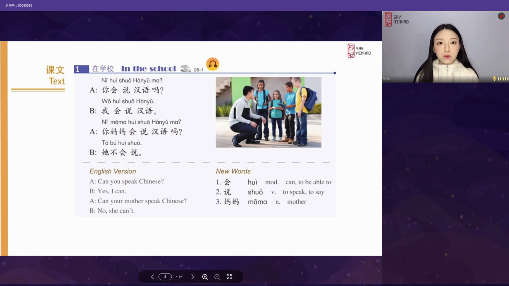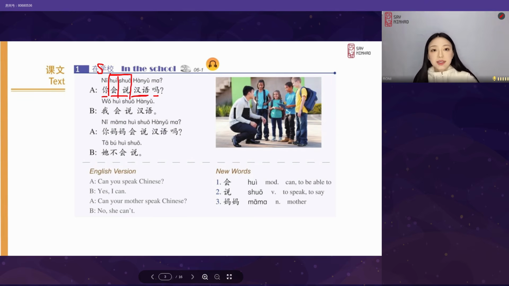你会说汉语吗？我会说汉语。你妈妈会说汉语吗？她不会说。Okay, let's see sentence by sentence. First one, 你会说汉语吗？ Okay, let's see the structure. First one, 你 is the subject of this sentence, right? 你, you. 会说 means can speak, right? Can speak. We just learned these two new characters in the new words.